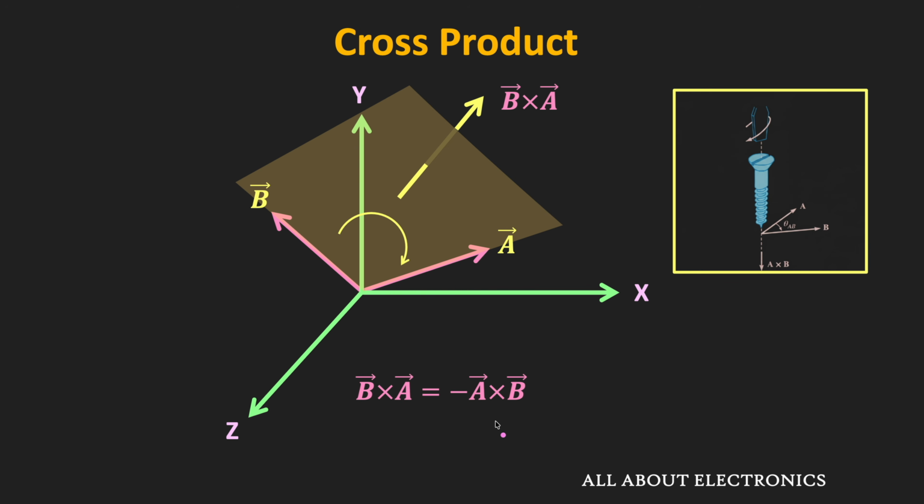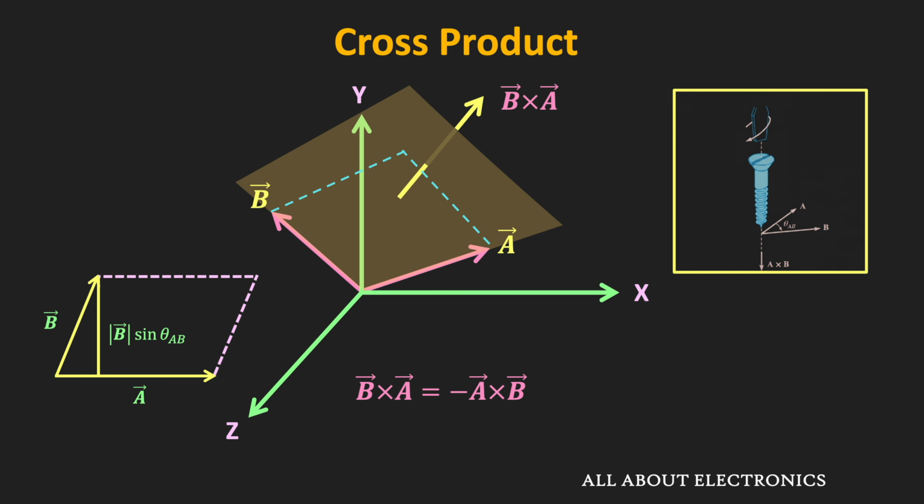But as we know, the vector also has a magnitude. Here the magnitude of the resultant vector will be the same as the area of the parallelogram that is formed by the vectors A and B. As we know, if A and B are the two adjoining sides of the parallelogram, then the area of the parallelogram can be given as A times H. And here H is equal to B sine theta AB, where theta AB is the angle between the vectors A and B.